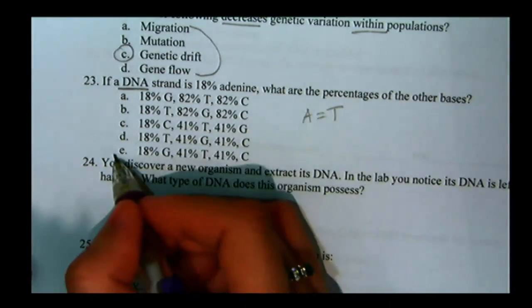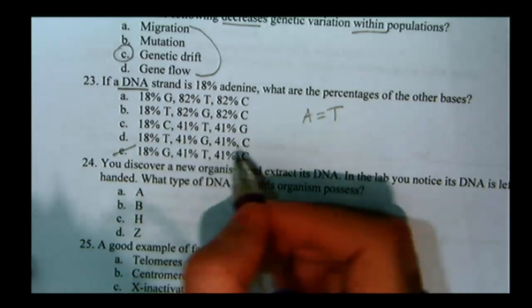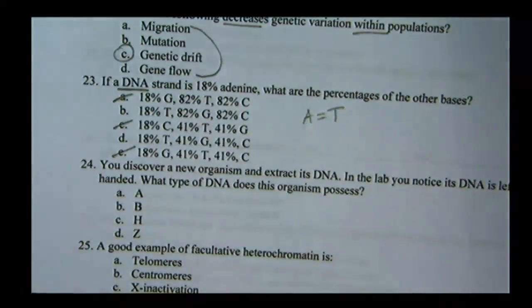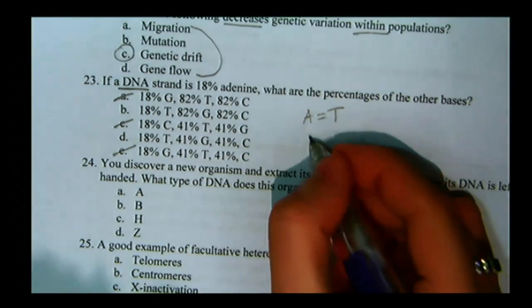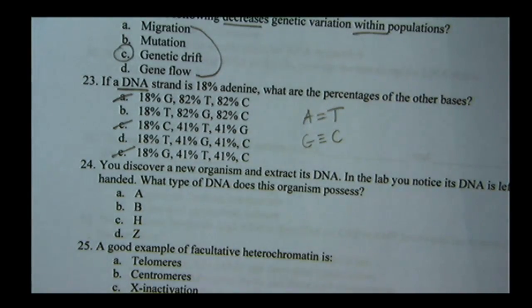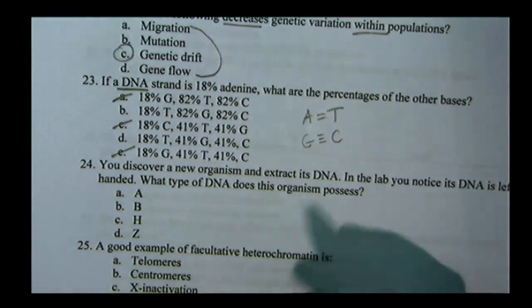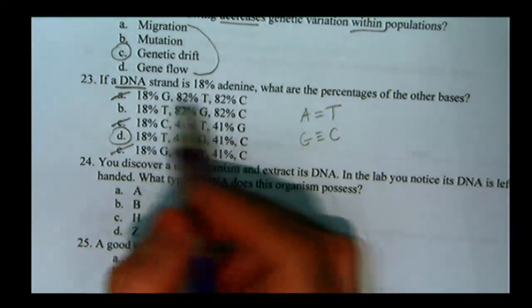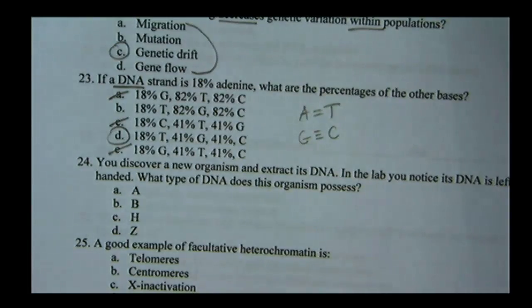Okay, and here is your scenario. A new organism, and you extract its DNA. In the lab, you notice that the DNA is left-handed. So what type of DNA does this organism possess? The answer here would be Z DNA. Remember, we have B DNA. That involves the DNA in water. A DNA usually does not like water. And H DNA, I think, is 3 strands wrapped around each other.